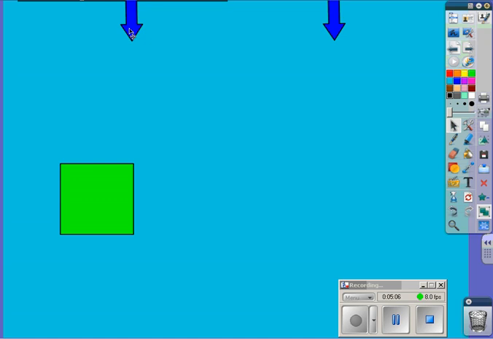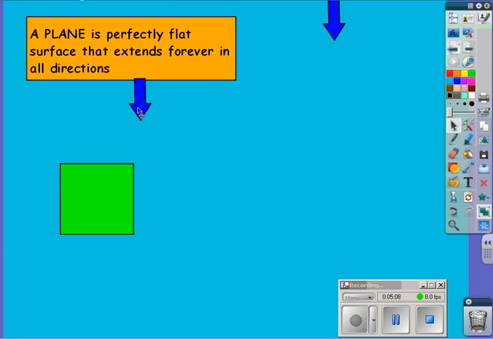Next, we're going to look at planes. Now, this one is tricky. A plane is a perfectly flat surface that extends forever in all directions. Now, the book will typically use a picture that looks like this, a rectangle, well, a parallelogram. And there will be at least 3 points on a plane, A, B, and C. All right, that is a plane.